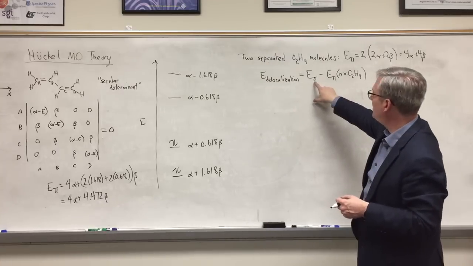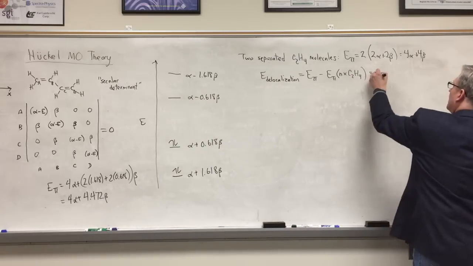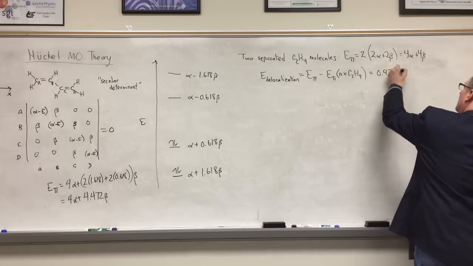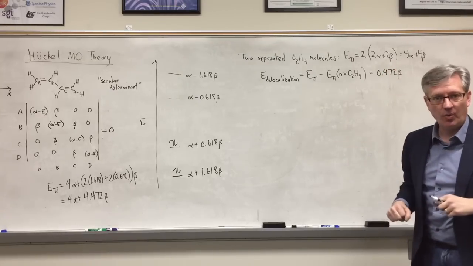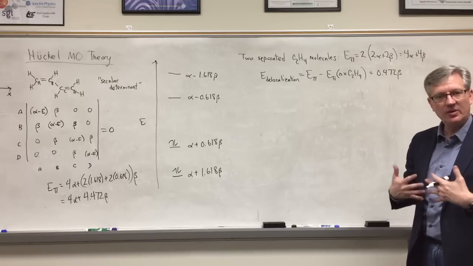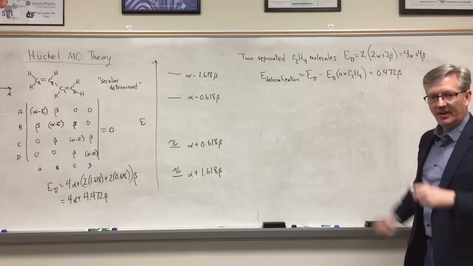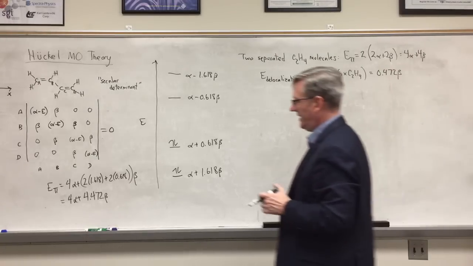is an additional stabilization here of 0.472 beta. That puts it lower in energy than two isolated C2H4s. That means that butadiene has some additional pi stabilization or delocalization energy relative to the separated fragments. That's a very important concept. But what do these orbitals look like?